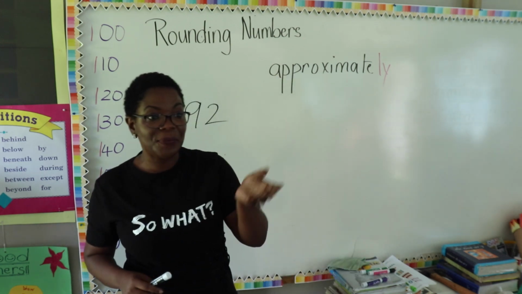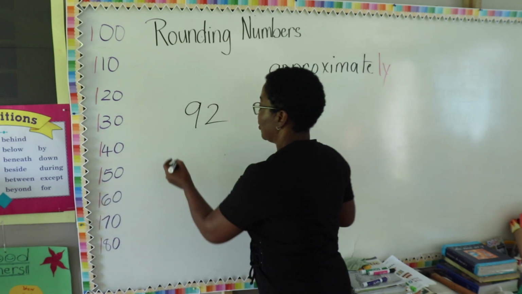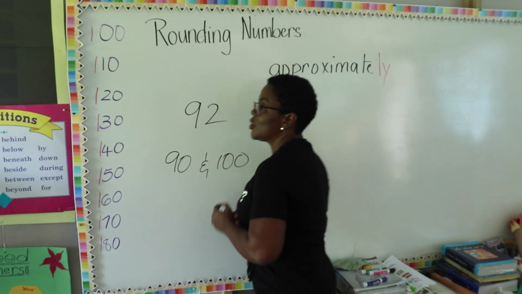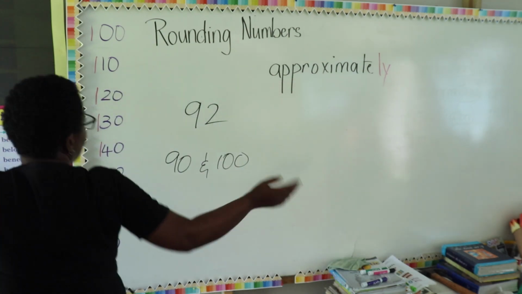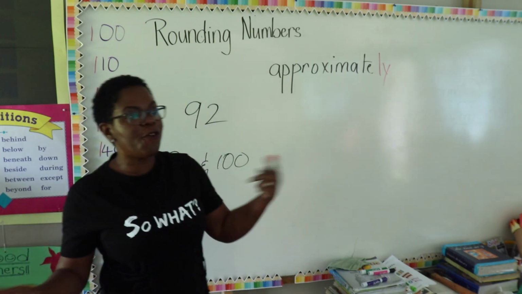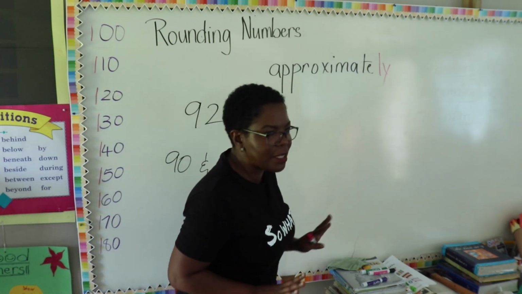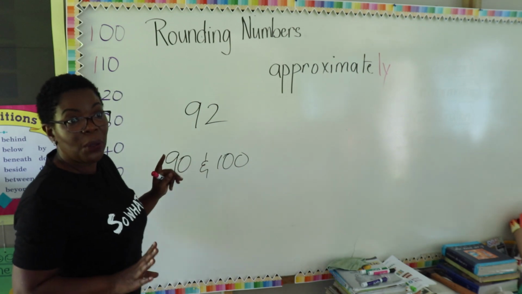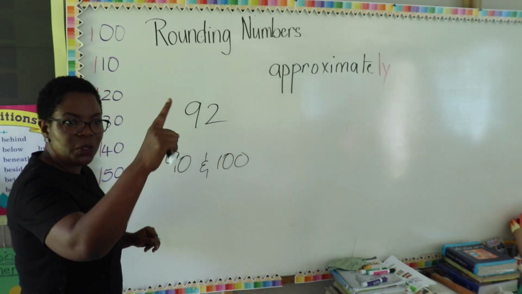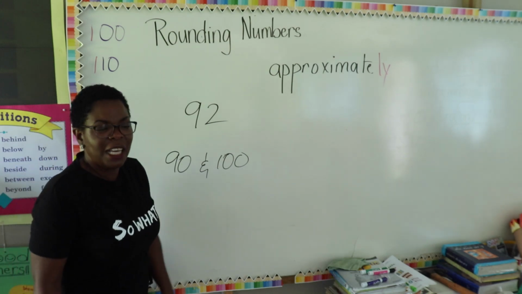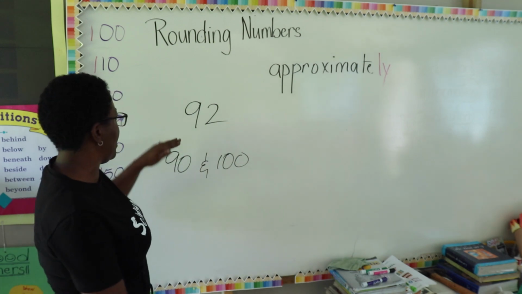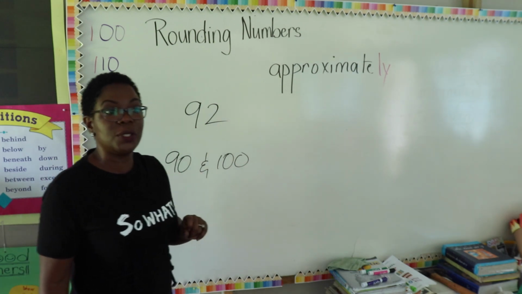What two numbers? 90 and 100. Let's go counting. 90, 91, 92, 93, 94, 95, 96. Did we hear 92? Yes. We did? Okay, so this is correct. Now, you tell me, he's just looking at us. He's not even counting with us. He's just looking. So you will have to tell me which of these 92 is closer to.